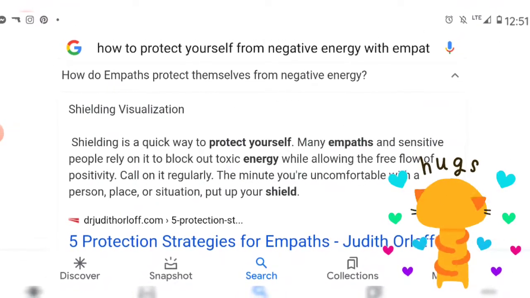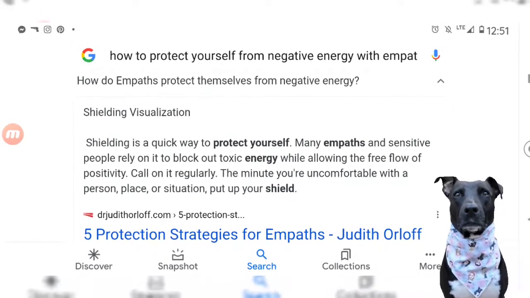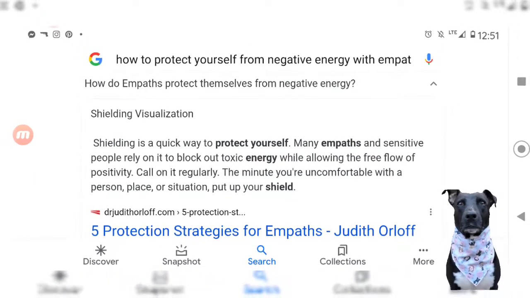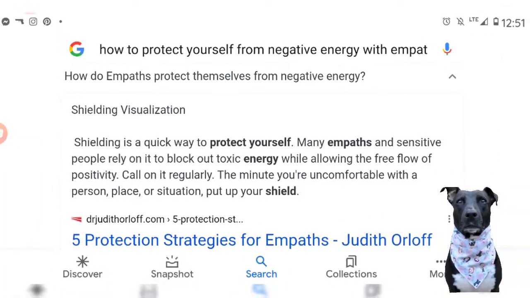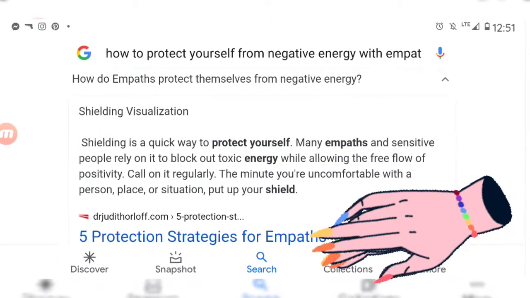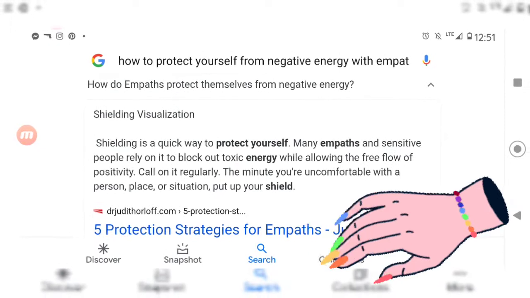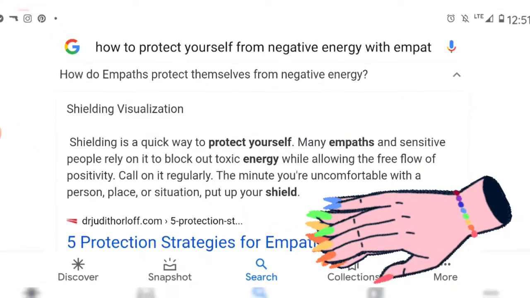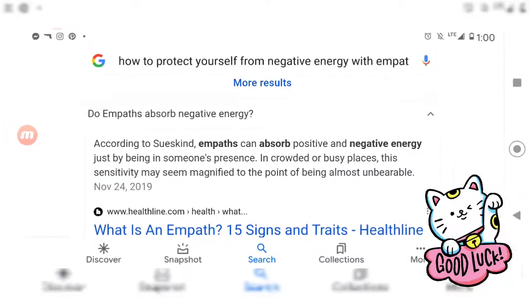How do empaths protect themselves from negative energy? Shielding visualization. Shielding is a quick way to protect yourself. Many empaths and sensitive people rely on it to block out toxic energy while allowing the free flow of positivity. Call on it regularly. The minute you're uncomfortable with the person, place, or situation, put up your shield.